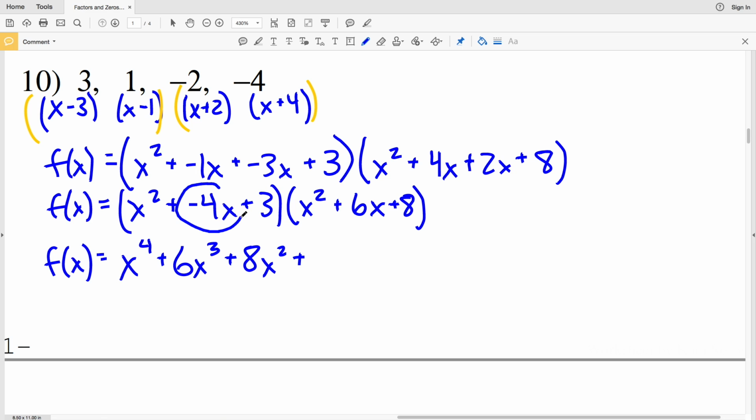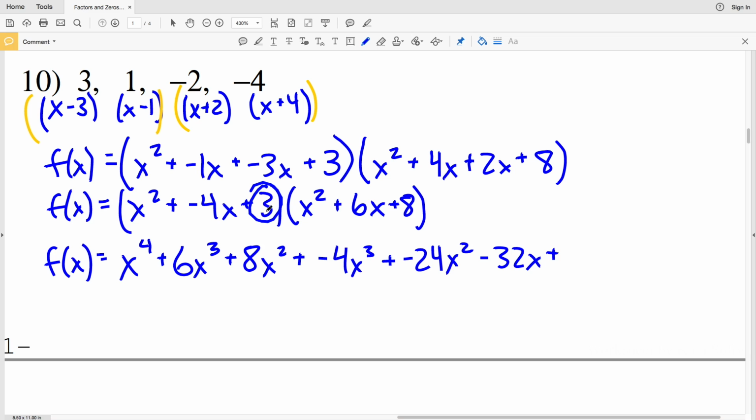Now I'm going to take care of my negative 4x. Negative 4x times x squared is negative 4x cubed. And then negative 4x times 6x is a negative 24x squared. And then negative 4x times 8 will be a negative 32x.